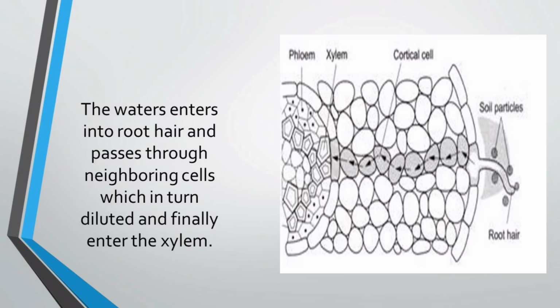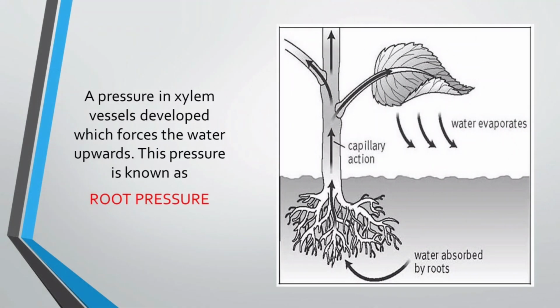The water enters into the root hair and passes through neighboring cells, which in turn are diluted, and finally enters the xylem. See here, the root hairs absorb the water. The water passes through, see the arrow marks, through the neighboring cells. Finally, it enters into the xylem. This conduction of water from root hair to the xylem vessels is called radial conduction. By this radial conduction, the water from the root hair reaches the xylem vessels.